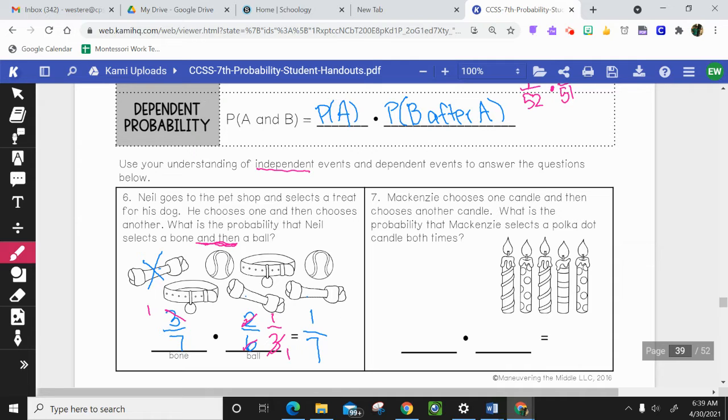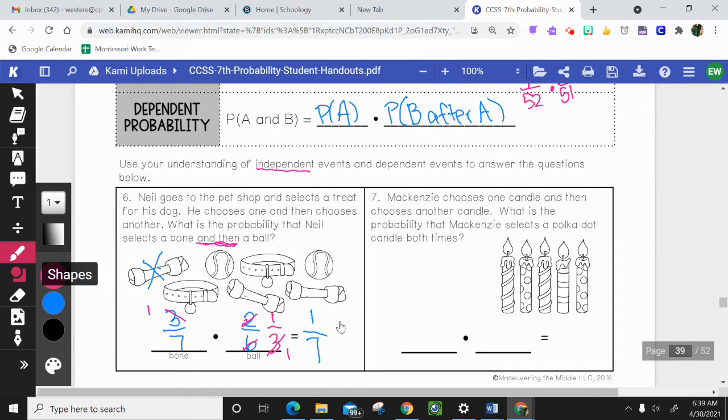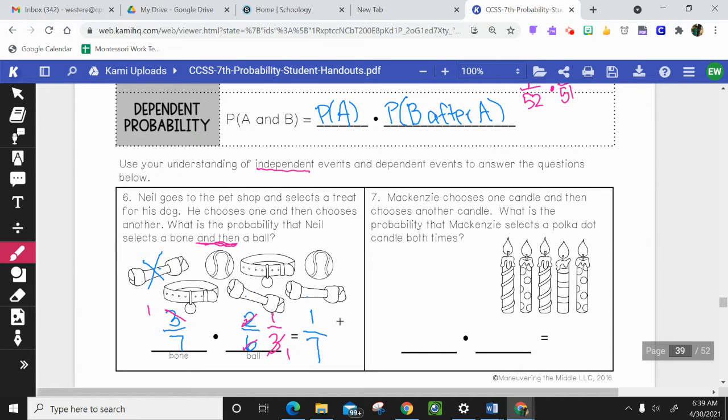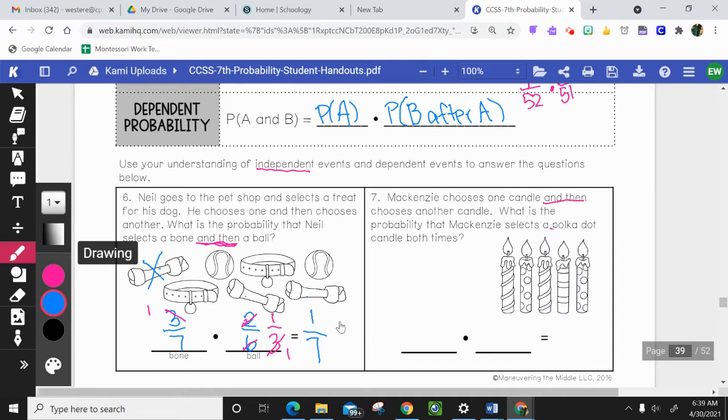Mackenzie chooses one candle and then chooses another candle. What is the probability that Mackenzie selects a polka dot candle both times? Says nothing about replacing. And then chooses another. Okay? So what is the probability that Mackenzie is going to choose these polka dots? So there are 1, 2, 3, 4, 5 to start with. So there are 2 chances that she chooses a polka dot.